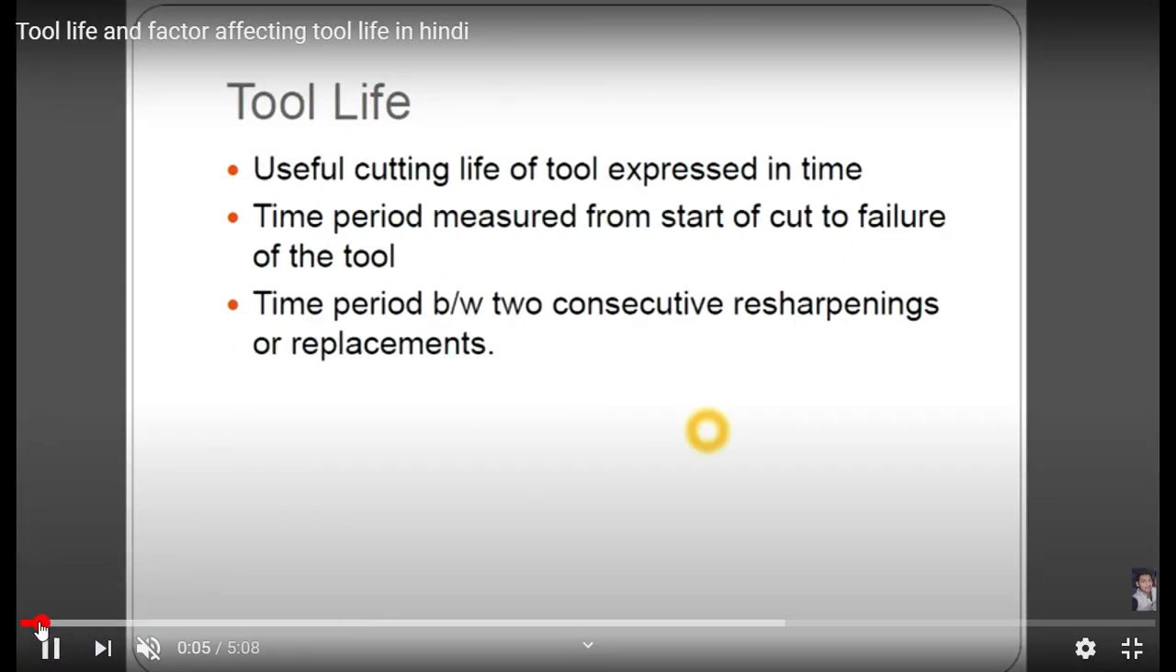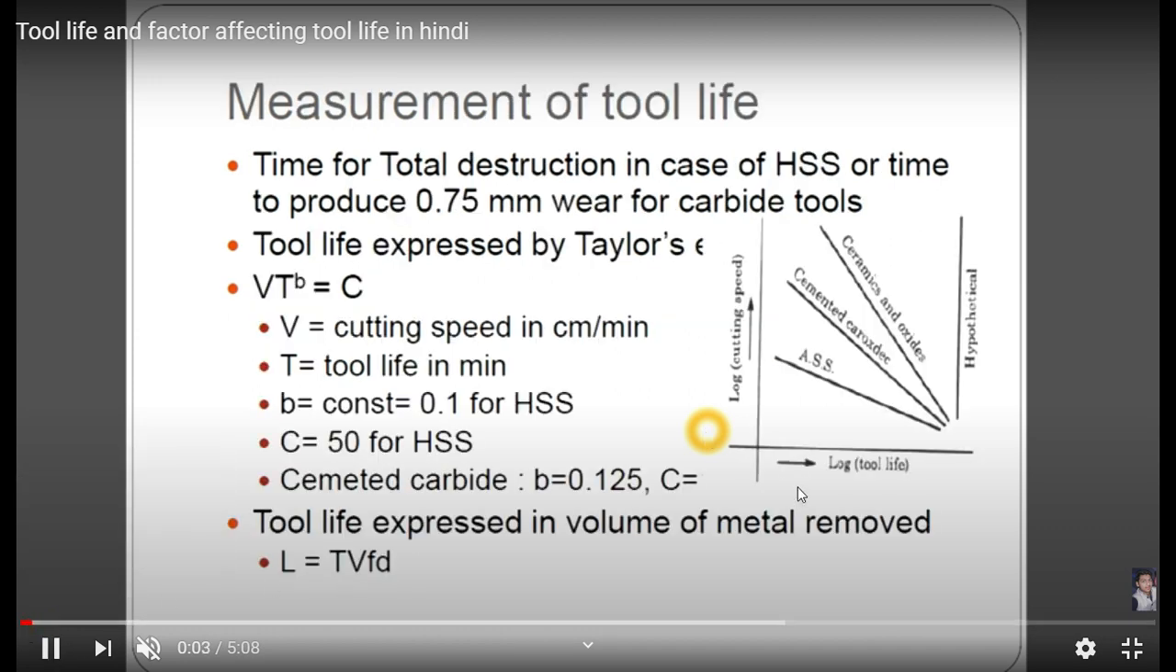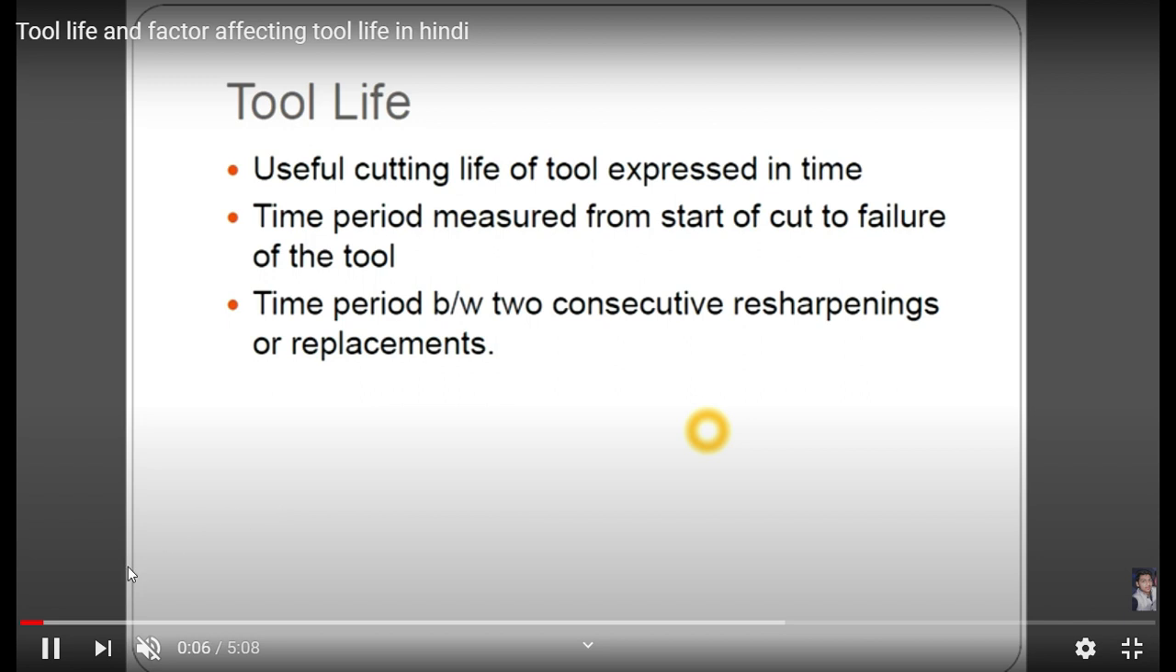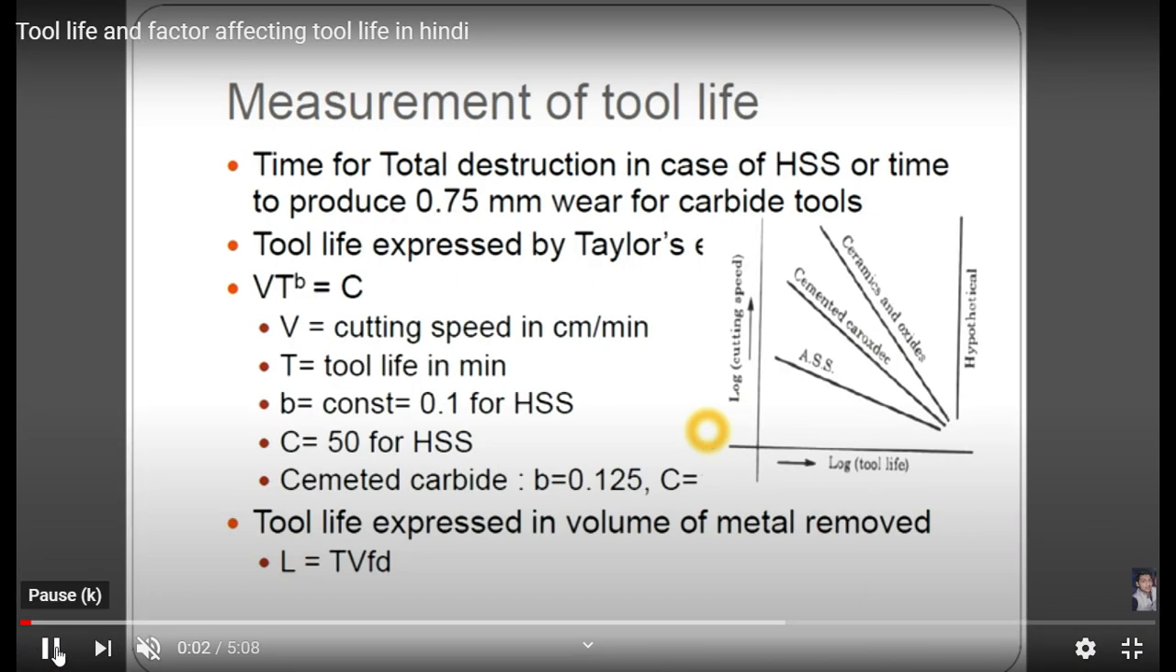So, here is the measurement of tool life: the time or total distance cut in the case of high speed steel, or the time to produce a 0.75 mm wear land in the case of carbide tools. Tool life is expressed by Taylor's formula: V T to the power of n is equal to C, where V is the cutting speed, T is the tool life, and n is an exponent.